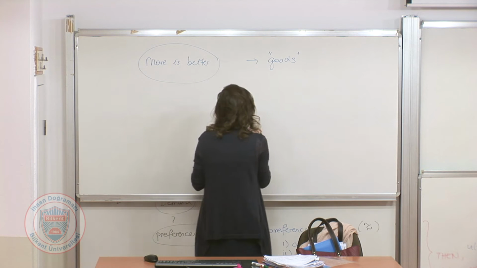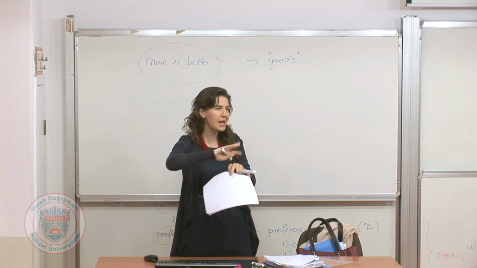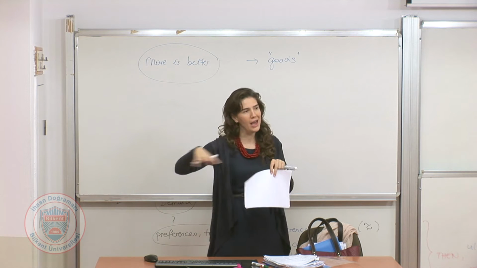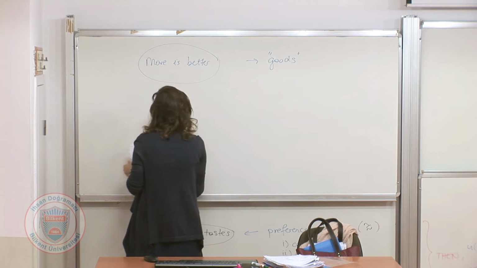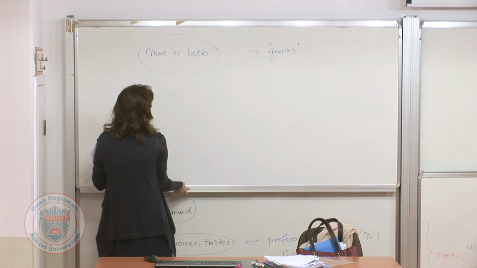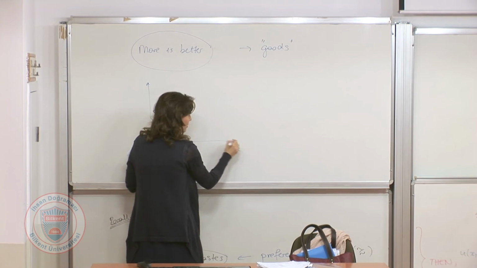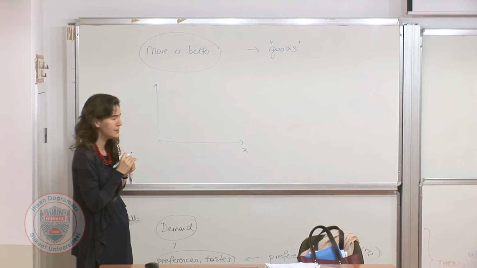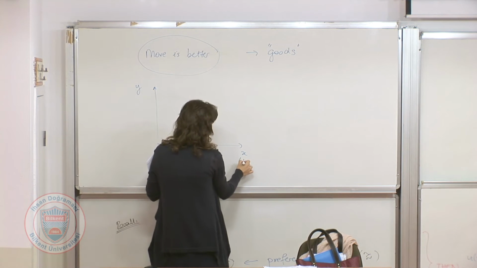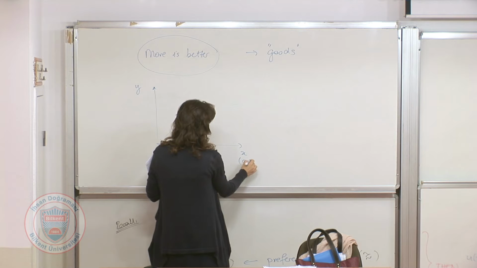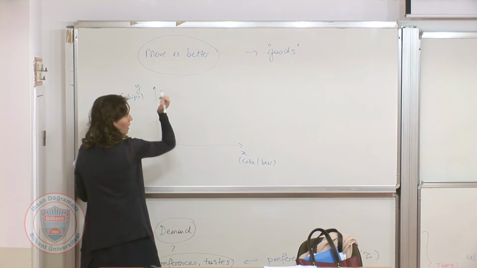And remember we said that more of any good xi and no less of the others is preferred to less of xi and no less of the others, okay? So this is actually what we said. Suppose we put here the quantity of good x, and here the quantity of good y. This could be some drink, let's say Coke, beer, whatever. And here I have chips, pizza, okay?